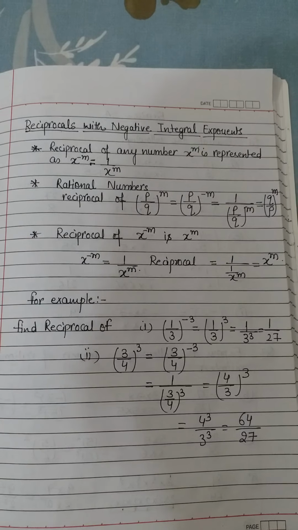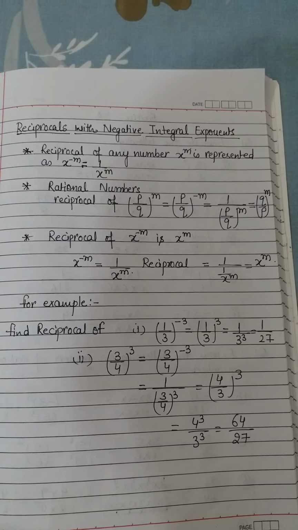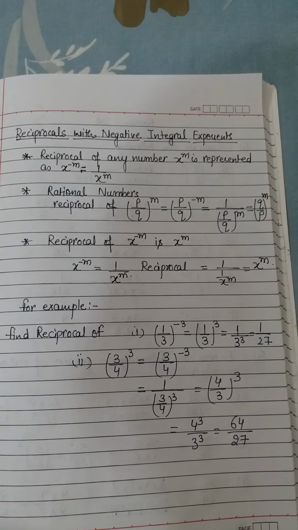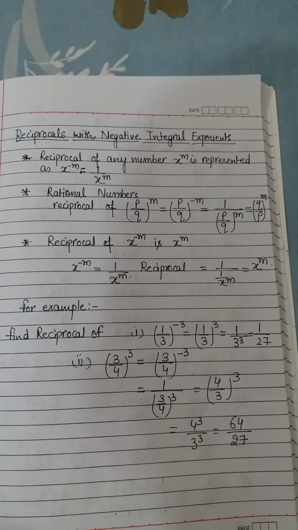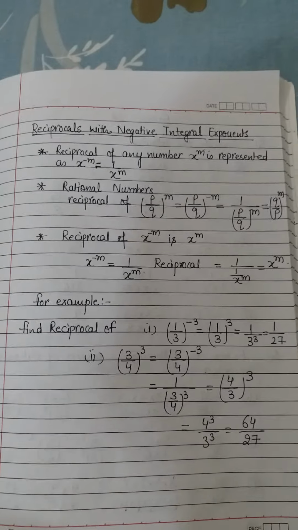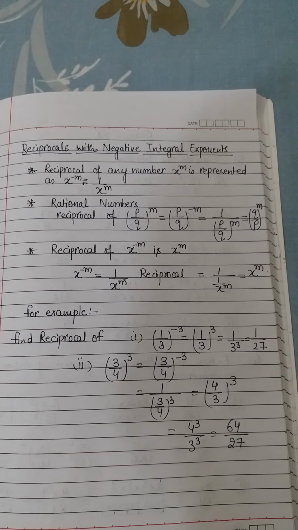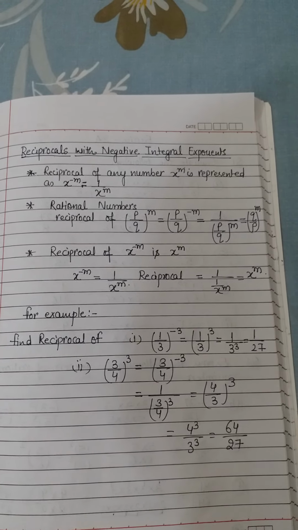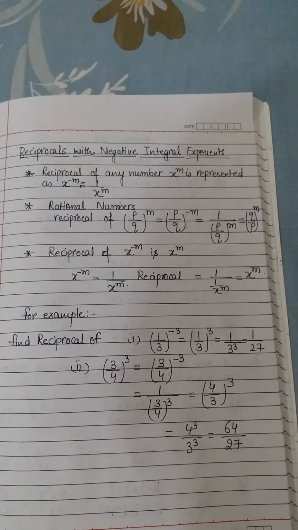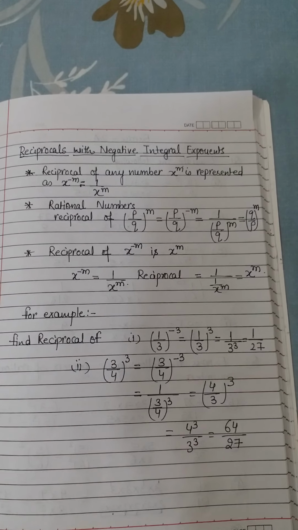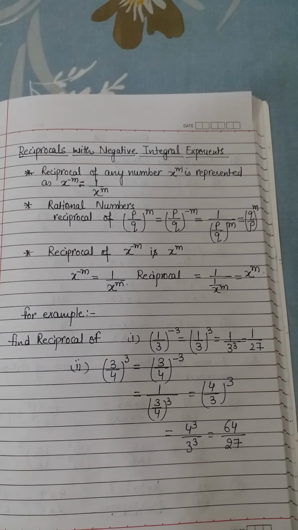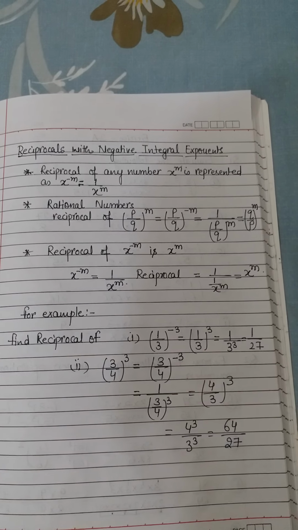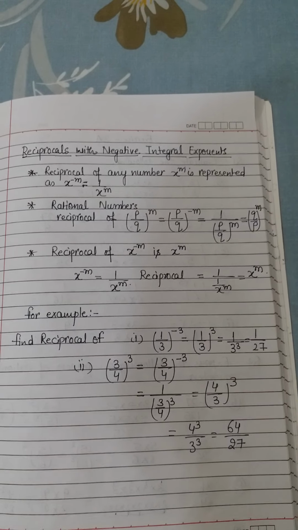For example, we have taken 1 by 3 whole raised to the power minus 3. So, its reciprocal is 1 by 3 raised to the power plus 3. Now, 3 by 4 whole raised to the power 3. Its reciprocal is 3 by 4 raised to the power minus 3. So, we can convert the negative power into plus by interchanging 3 by 4 to 4 by 3. So, we will get 4 raised to the power 3 divided by 3 raised to the power 3, which is equal to 64 by 27.